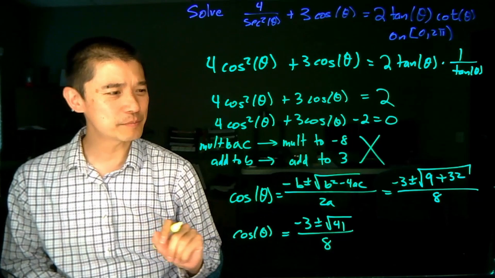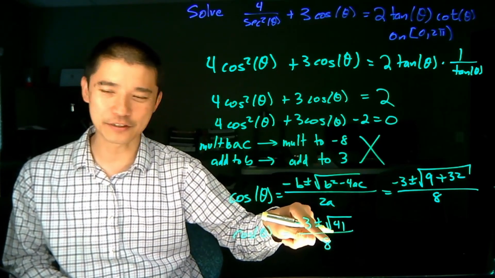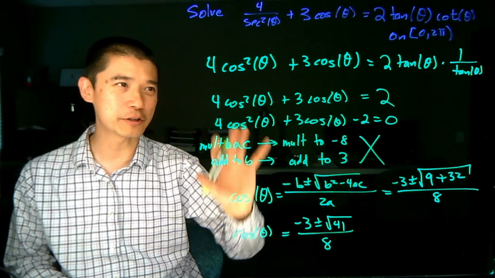Now at this point it becomes clear that we're going to need to use a calculator. We're going to need to get a decimal approximation to these values, and we can go forward from there, and I'm going to need more space on my board.